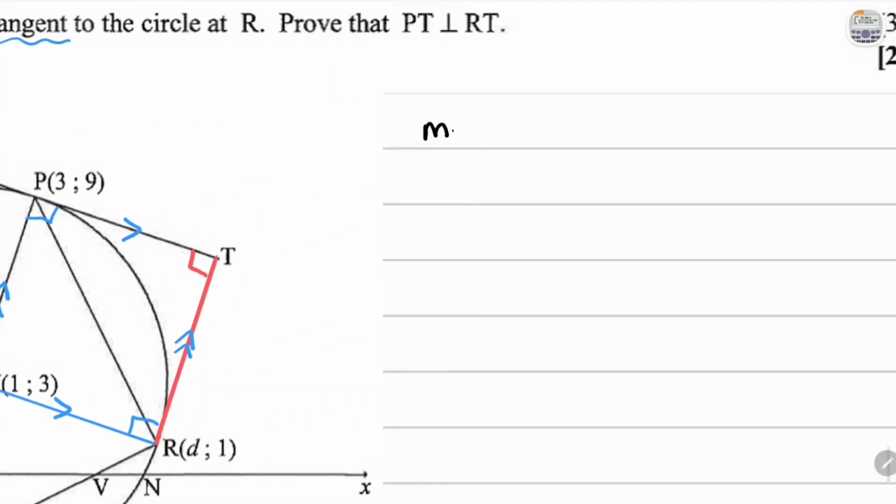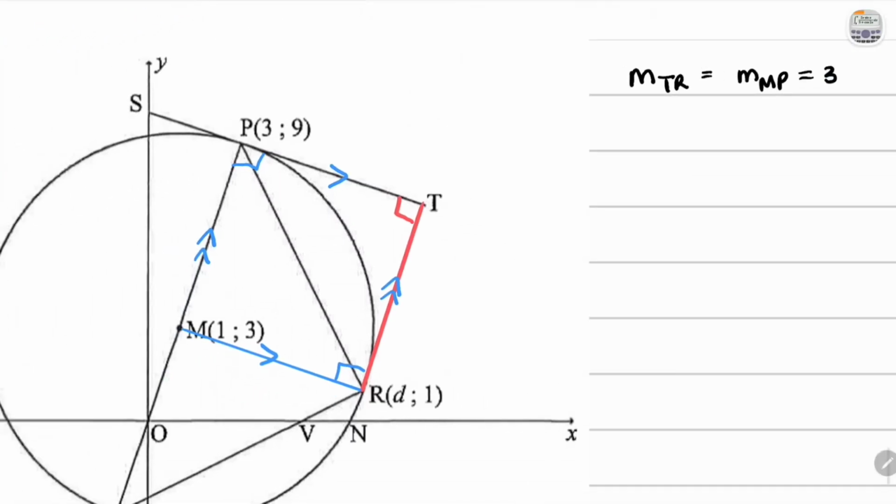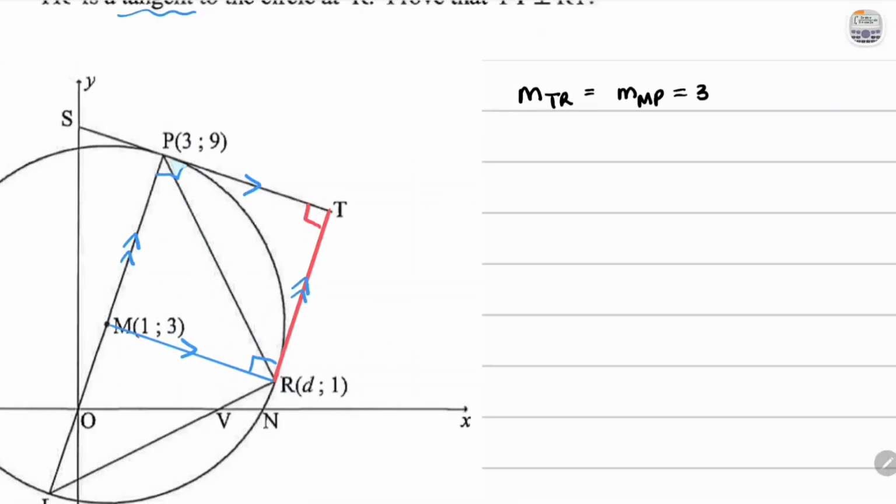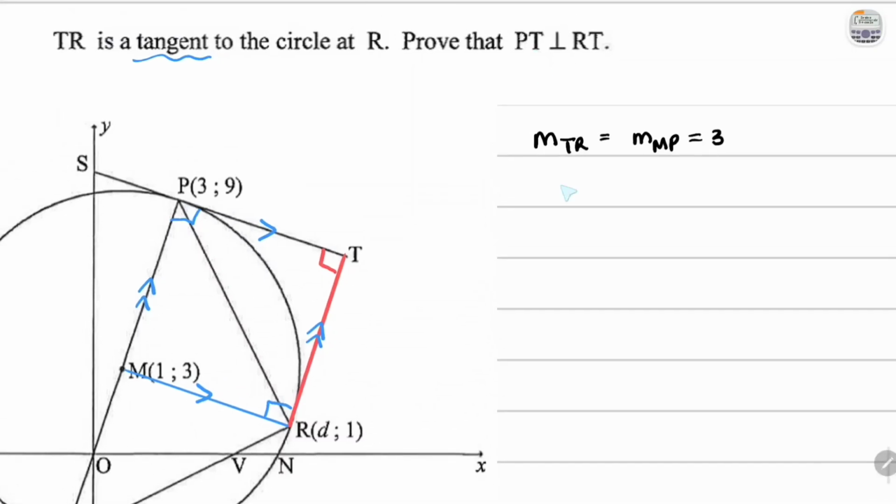So the gradient of TR is equal to the gradient of PM or MP, which is 3. And then we also need this gradient, MR. And so the other line that we were looking for, PT, the gradient of PT, well, this doesn't even need to be parallel, because do you see that we already have the gradient of PT? Since we have the gradient of ST, they are collinear. So that's equal to the gradient of ST.